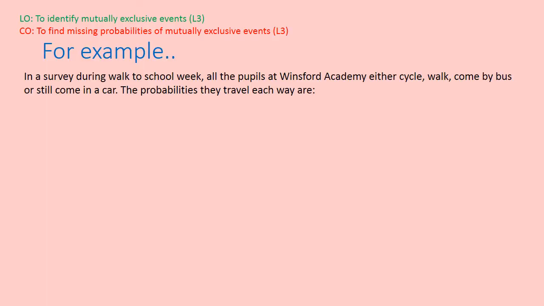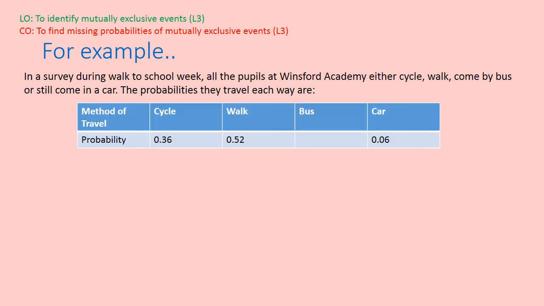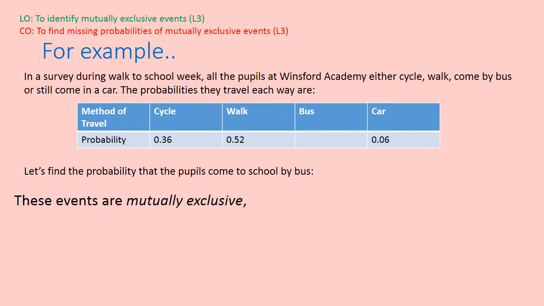For example, in a survey during walking to school week, all the pupils at Woodsford Academy either cycle, walk, come by bus, or come in a car. The probabilities they travel each way are cycle 0.36, walk 0.52, bus we don't know, car 0.06. Let's find the probability that the pupils come to school by bus.